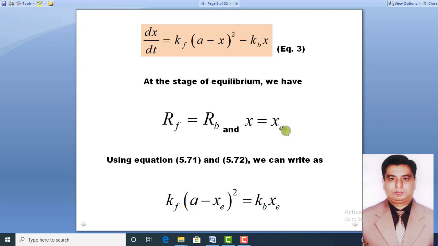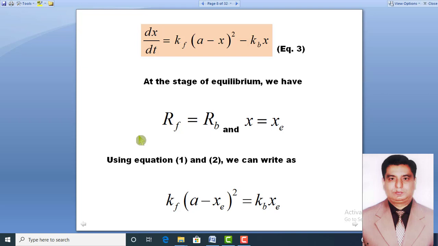So using equations 1 and 2, we can write the equation Kf into (A minus Xc) squared is equal to Kb Xc.